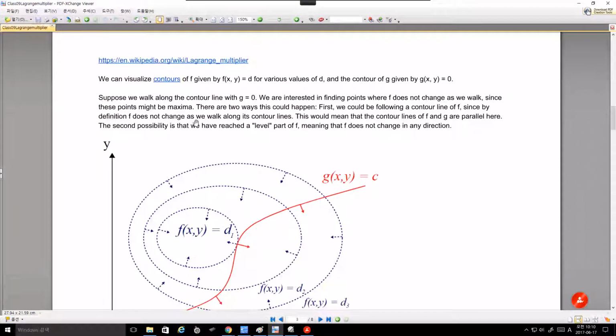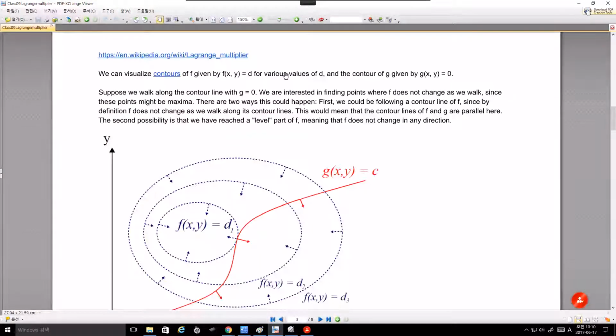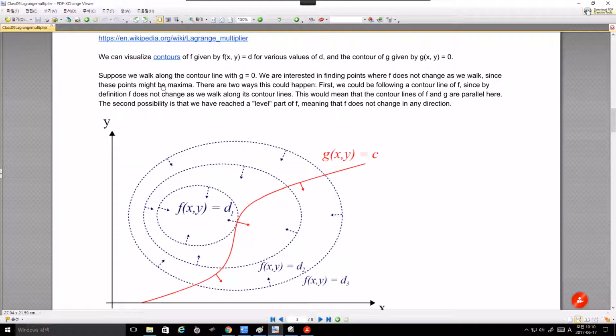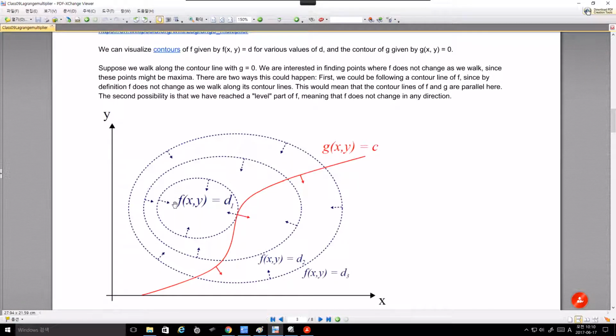Here, we can visualize the contours of f given by f(x, y) = d for various values of d. And the contour of g is given by g(x, y) = 0. Now, how can we find this point? Clearly, this is the maximum point. So again, our goal is to find the highest point, but we can walk only along this path. This is a mountain trail, and on this mountain trail we want to find the highest point.